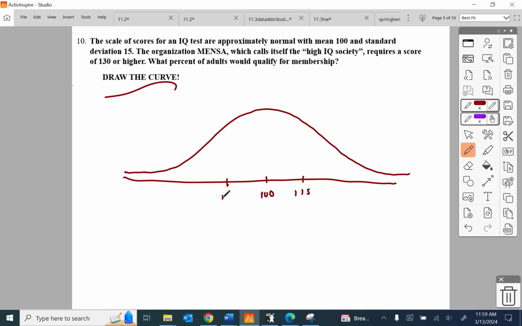Seems like in the state of Tennessee, we call you gifted if you have an IQ of 125. 70 minus 15 is 55. 145. Then we throw the stuff on there and we go to town with it.